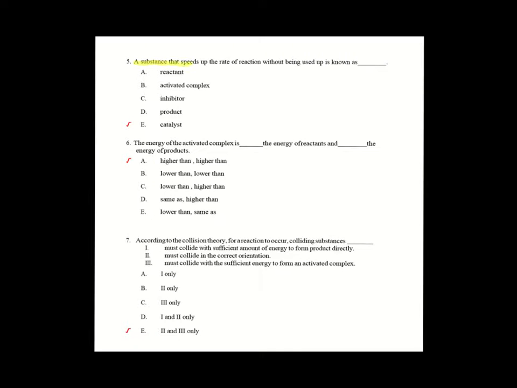A substance that speeds the rate of reaction without being used up is the definition of a catalyst. Question 6: the energy of the activated complex is higher or lower than the energy of the reactant, and also higher or lower than the energy of the products. Let's look at the graph to be able to answer this question.